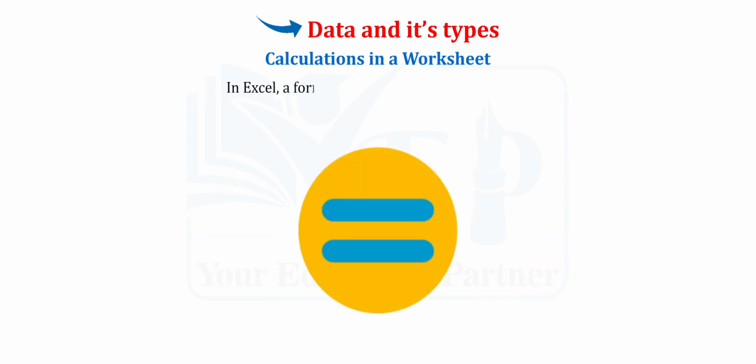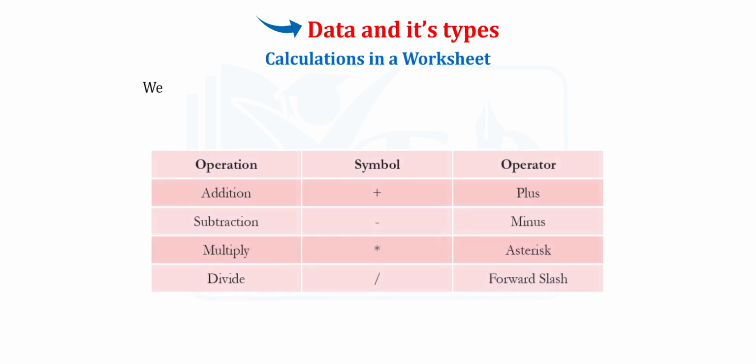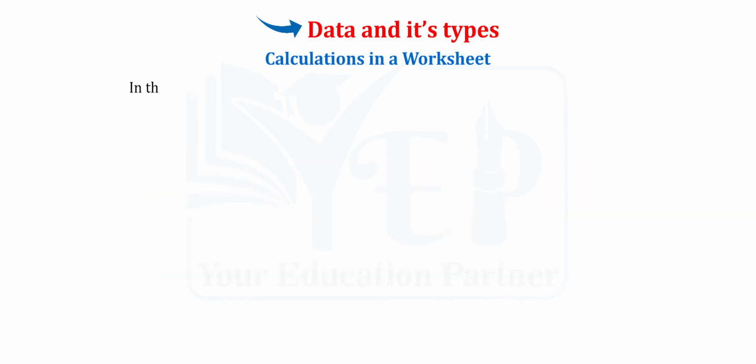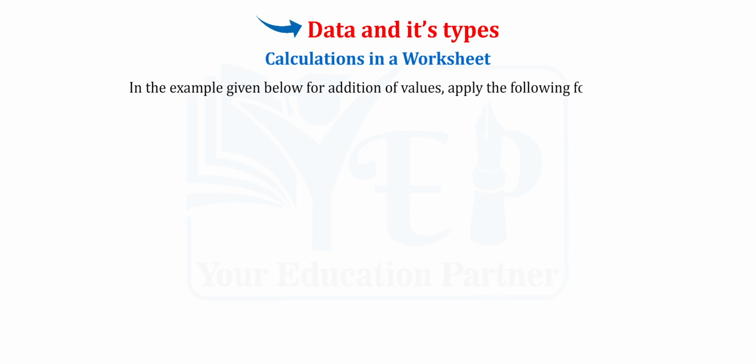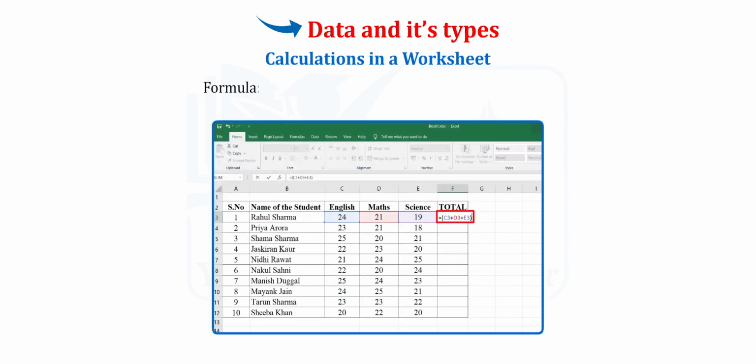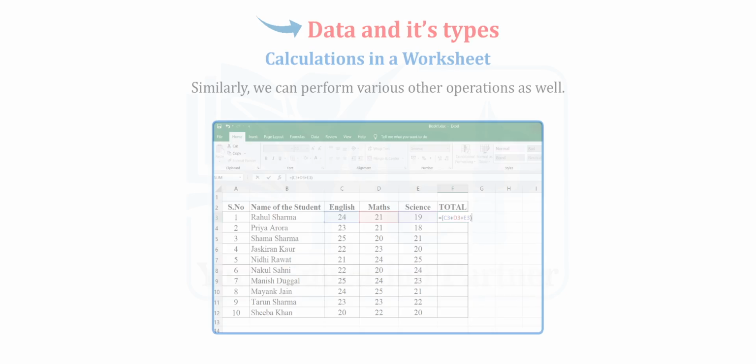In Excel, a formula starts with the equal to sign. We can use simple or complex mathematical formulae in Excel. In the example given below for addition of values, apply the following formula. Formula is equal to C3 plus D3 plus E3. The formula is entered in cell F3. Similarly, we can perform various other operations as well.